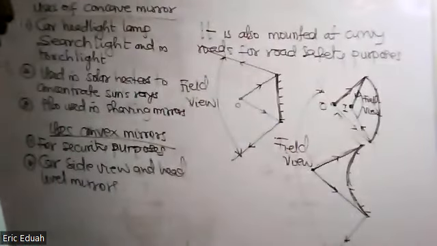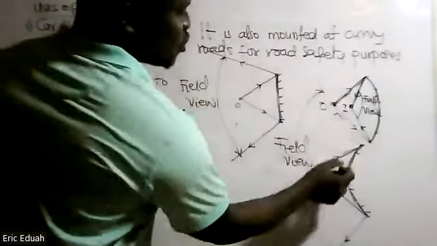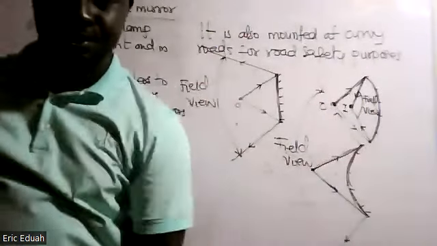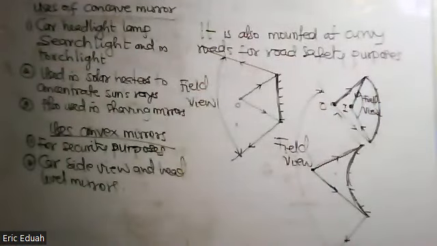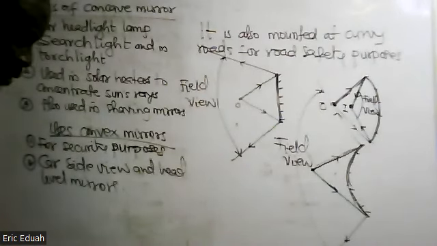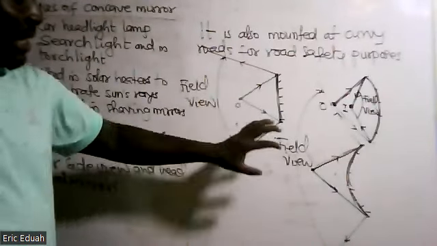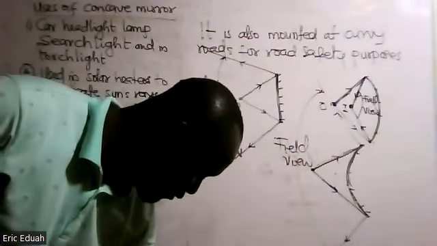Look at the three: 1, 2, 3. Which one has a wider field of view? Is it the first one? The convex. Obviously, when you look at all of them, the convex mirror has the widest field of view.